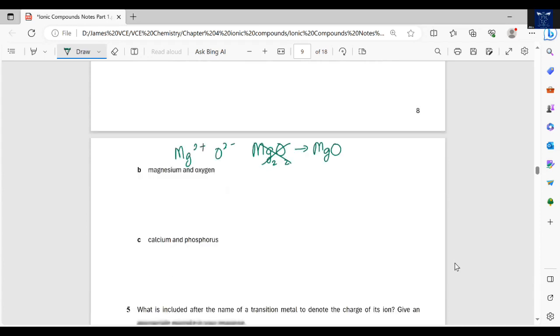Calcium and phosphorus. Ca is 2 plus, phosphorus is 3 minus. So if you cross it out, you will get Ca3P2, which is calcium phosphide. The name that you're going to get will be calcium phosphide. Any question? Okay.